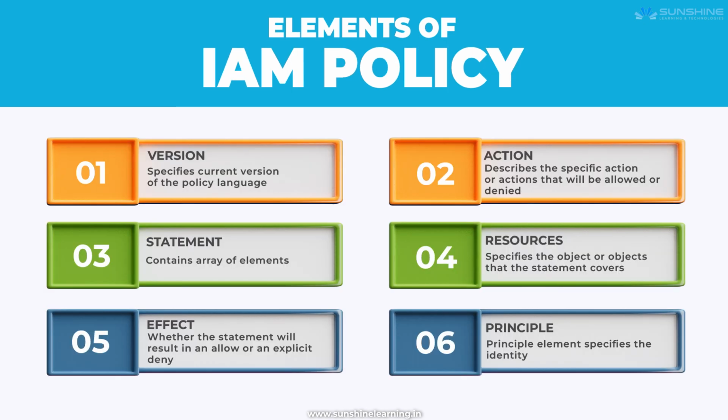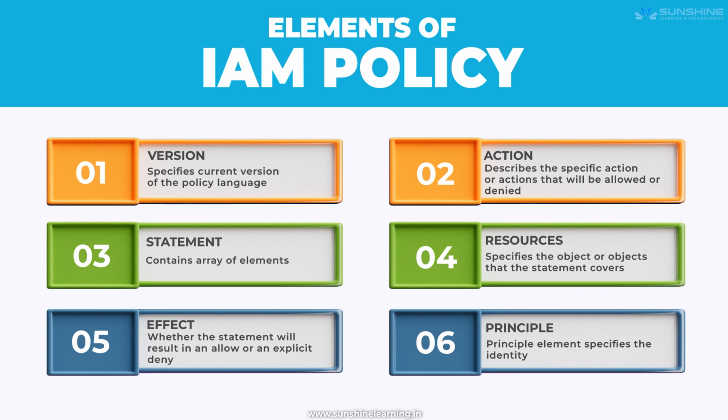These are some of the elements of the IAM policy, how the IAM policies are written. You would have a version. Version specifies the current version of the policy language. You will have an action. Action describes the specific action or actions that will be allowed or denied. Let's say I want the EC2 instance access, so I will allow it. If I want to deny the EC2 instance access, I would deny it. So this is an action.